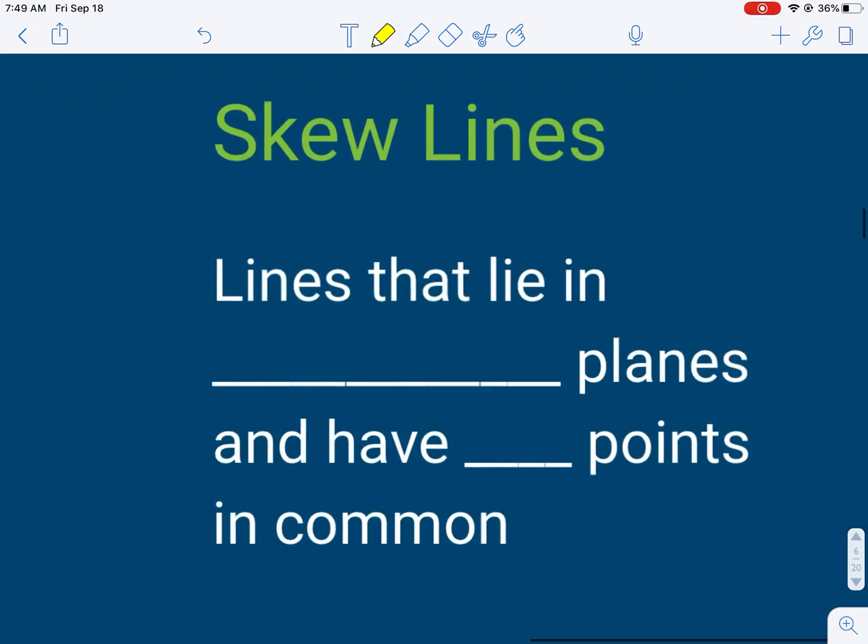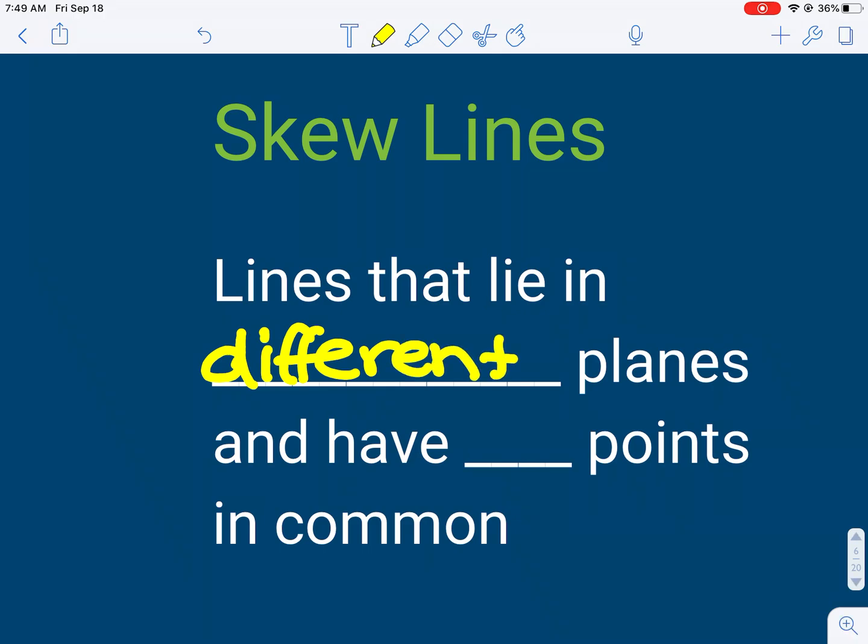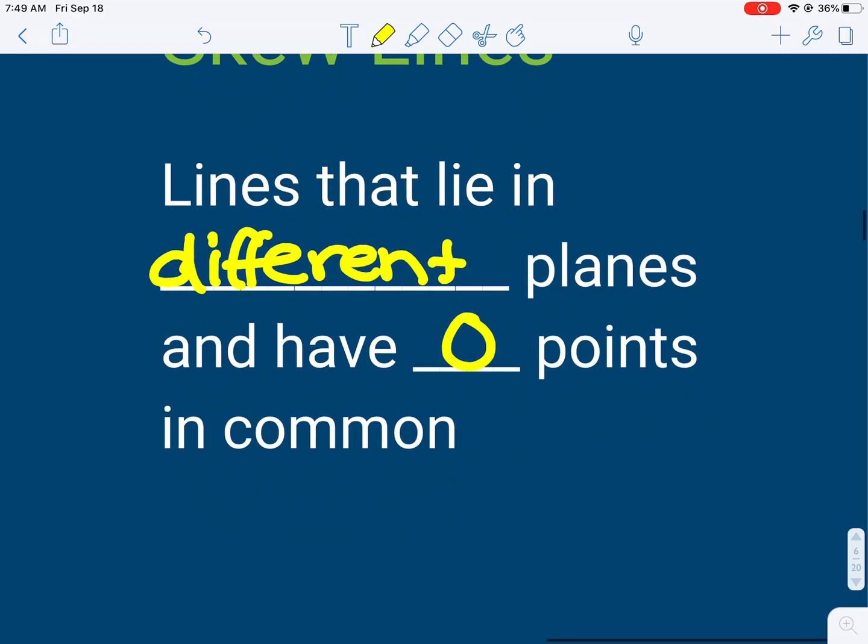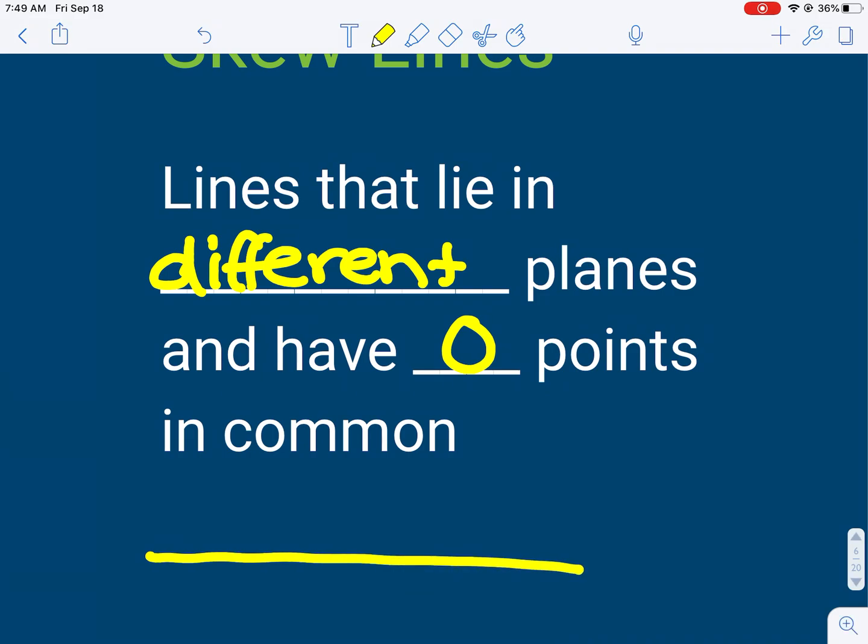And then skew lines lie in different planes and have 0 points in common. So imagine if I had a line laying flat on my iPad, and then I had another one coming out of my iPad straight up and down into the air through this point. Okay, so one's lying flat, one's coming out of your iPad. They don't cross. They're not on the same plane, but in 3D space, they are 2 different lines. Okay, so those are skew lines. They're never going to meet, but they're also not parallel.